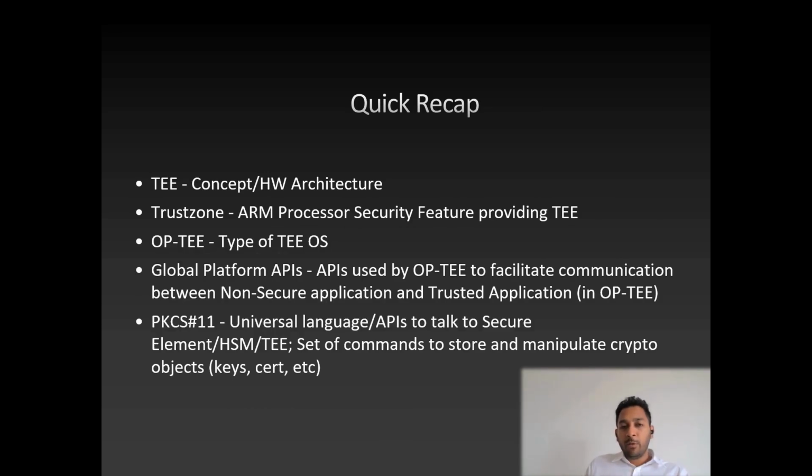So, quick recap. So far we have seen TEE. It's a concept, a trusted execution environment. It provides a secure running environment for applications to run securely. TrustZone is a security feature provided by the ARM processor. OP-TEE is a type of TOS that sits on top of TrustZone. It's an OS, and OP-TEE plus TrustZone is what provides the TEE. And GlobalPlatform APIs are a set of APIs defined by GlobalPlatform to enable the communication between your application on the Linux side and the trusted application. And PKCS11 is a universal language to talk to the secure element like HSM or TEE, etc.